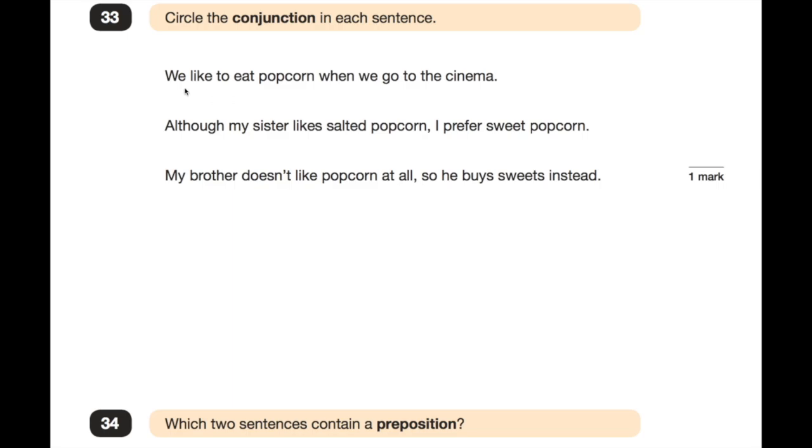So in the first one, we like to eat popcorn when we go to the cinema. Now, when in this case is a subordinating conjunction, so I'm going to use that one. The next one, although my sister likes salted popcorn, I prefer sweet popcorn. In this sentence, although is a subordinating conjunction. And finally, my brother doesn't like popcorn at all, so he buys sweets instead. So is the coordinating conjunction.